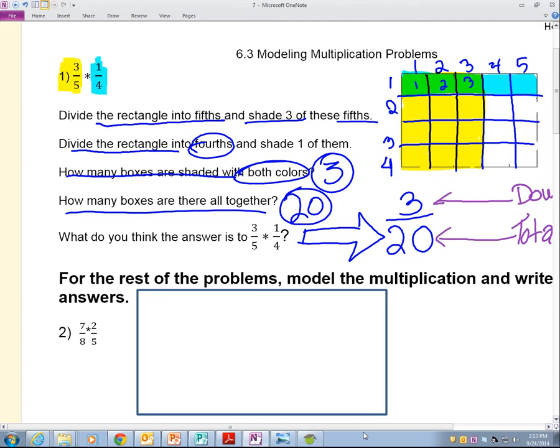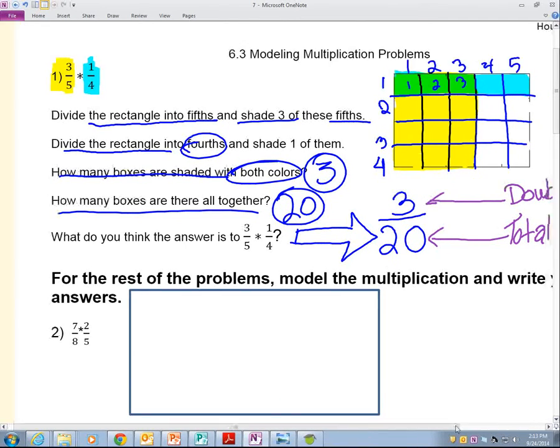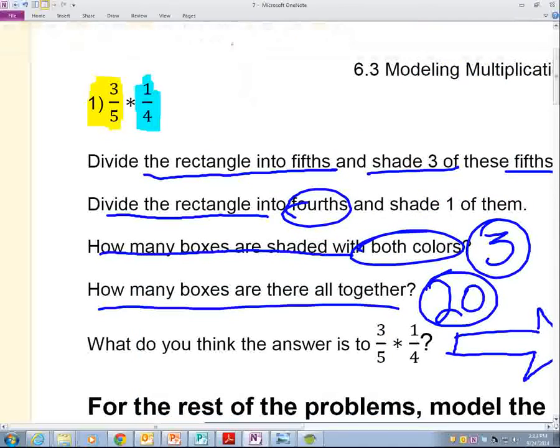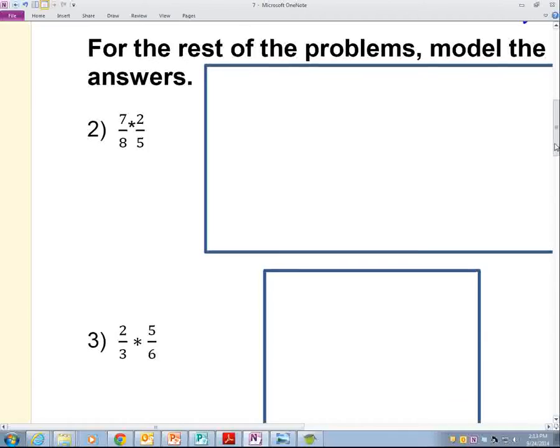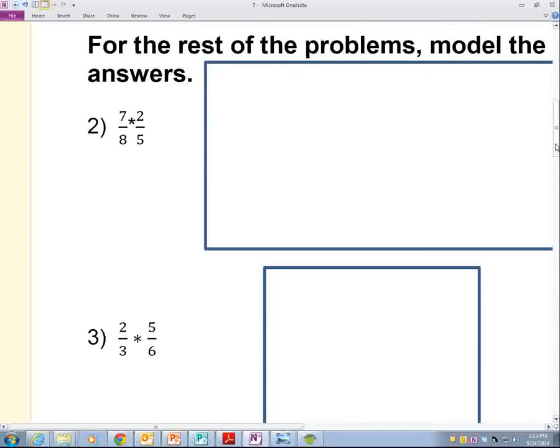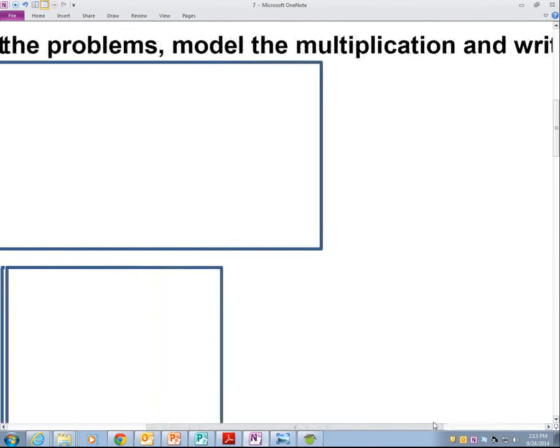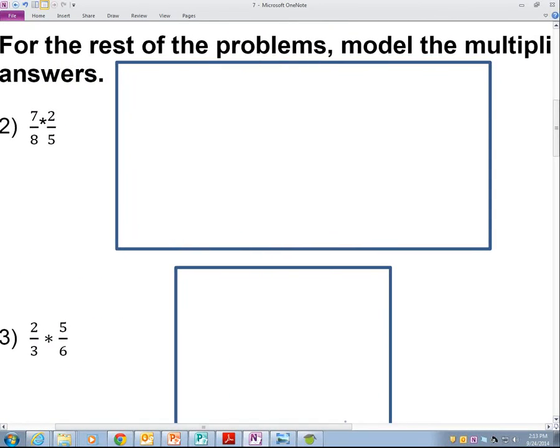So, any questions on that, ladies and gentlemen? No, okay. Next one. For the rest of the problems, model the multiplication and write your answers. Now, things that you're always going to want to do is you're always going to want to number your columns and rows. People who were messing up during 4th period were not numbering their columns and rows. And the same situation was happening with 5th period. I didn't let 6th period make that mistake, and you will not make that mistake.